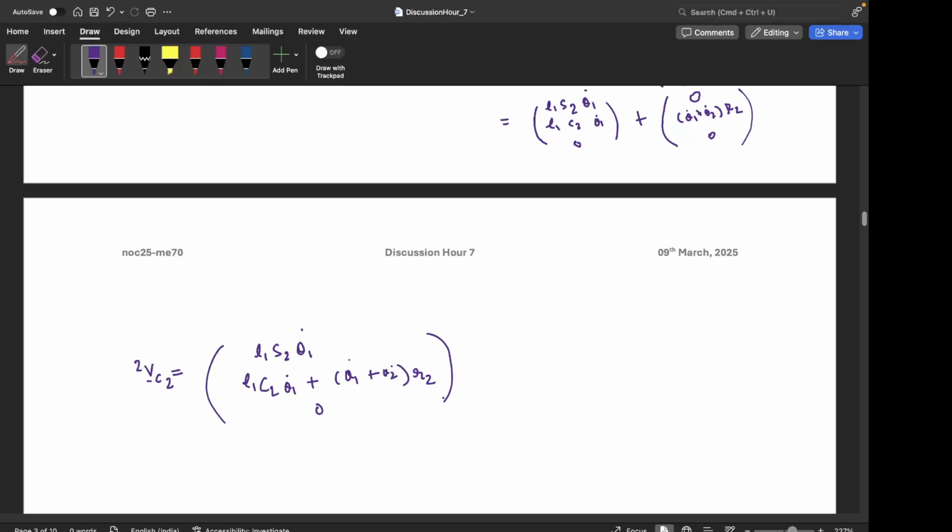Because if you have doubts in velocity propagation, then you will have much more doubts going ahead. So just take 2 minutes, and if you are doing it on your own, then try to finish that.